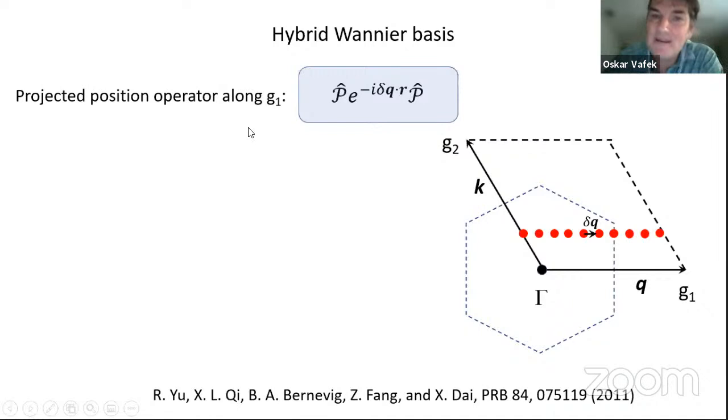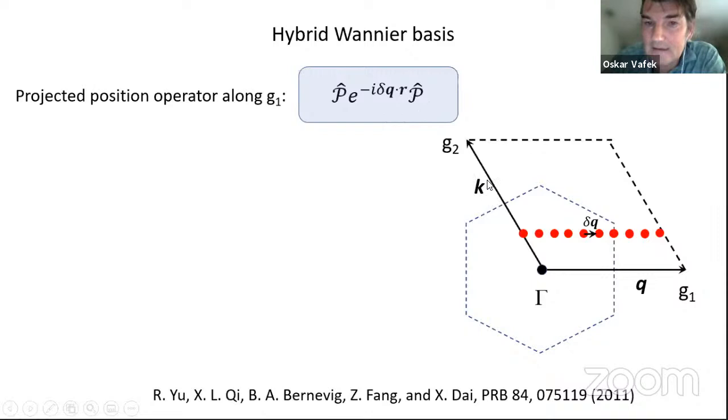As was discussed in this very nice paper, we can imagine we take the position operator, really a periodic version of a position operator, with this delta Q sketched here, being a small difference between the two Q points in the Brillouin zone along this direction. For example, we take this operator, we project it onto the narrow bands, and then we diagonalize this operator, okay? So now, clearly, the momentum along G2 is a good quantum number. So the eigenstates of this operator can be labeled by this K.